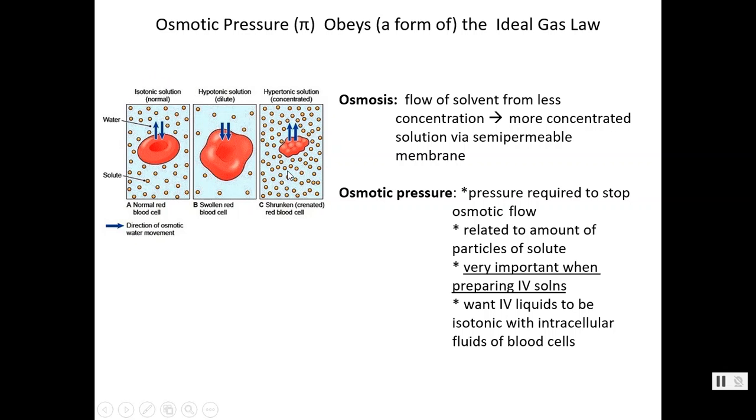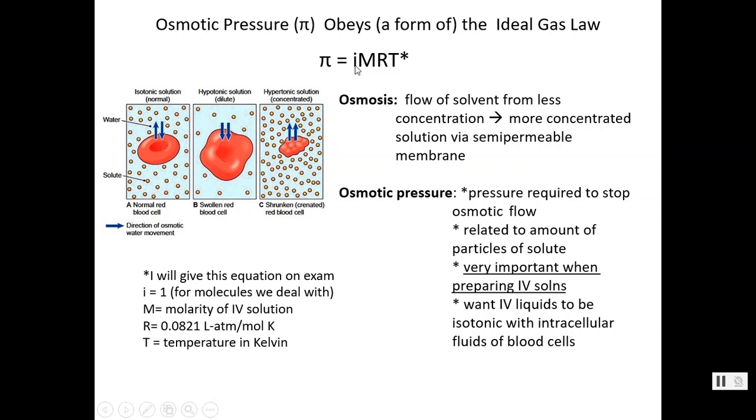For purposes in this chapter and for doing problems in this chapter, you can calculate osmotic pressure by using a form of the ideal gas law, which is this equation up here. So osmotic pressure is equal to iMRT, where i is equal to 1. It's related to the amount of solute that's present. If you go on in chemistry, you'll talk more about this i factor, but for these problems in this class, I will give you what i is. You will assume it to be 1 unless I tell you otherwise.